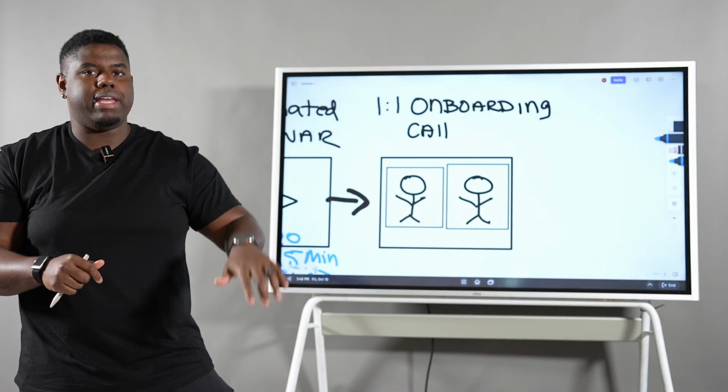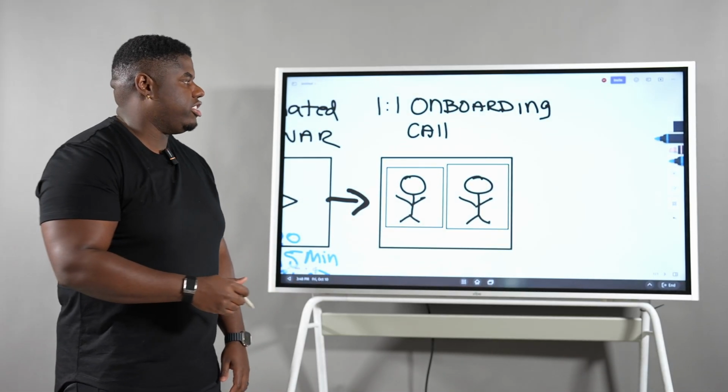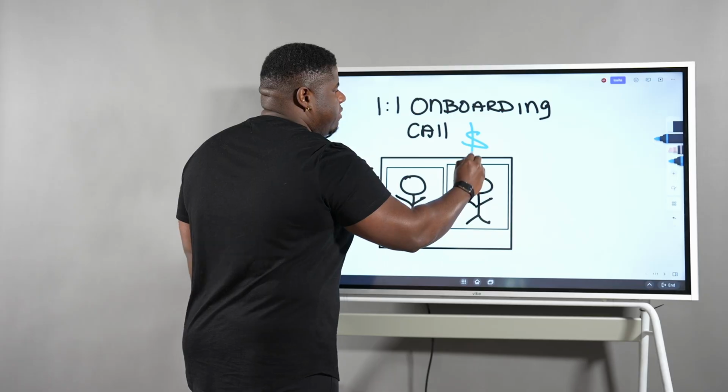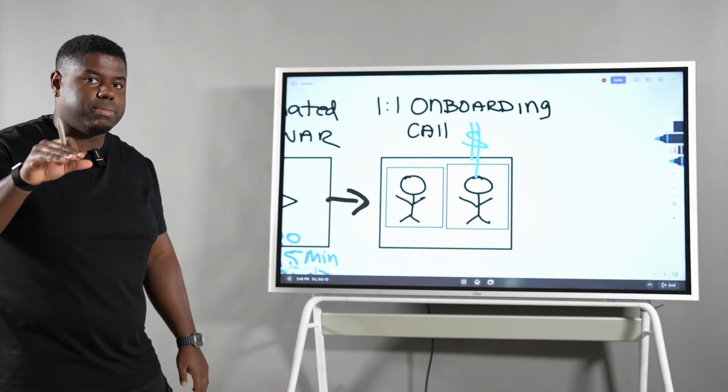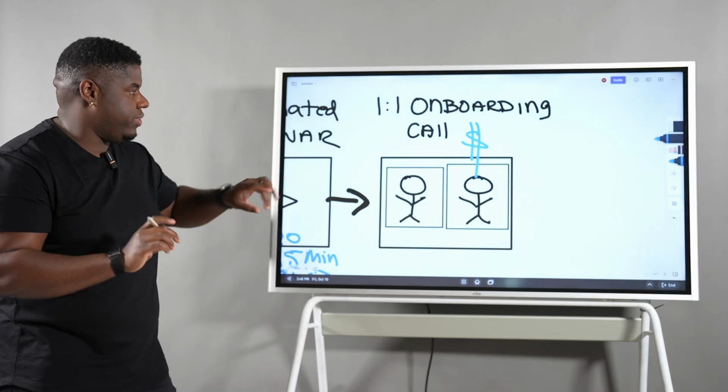If you should be meeting with anybody on a Zoom call, for example, it should be with somebody who's already giving you money, somebody who's already paid you. So the onboarding call is with a customer who's already giving you money. That's the difference here, ladies and gentlemen.